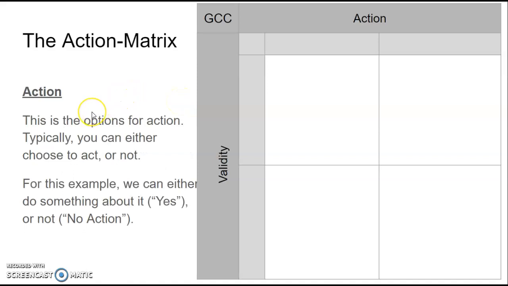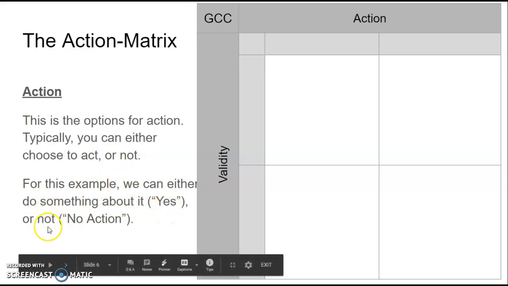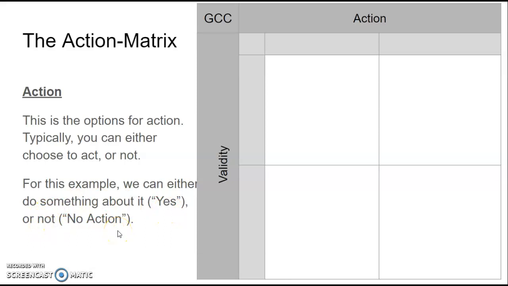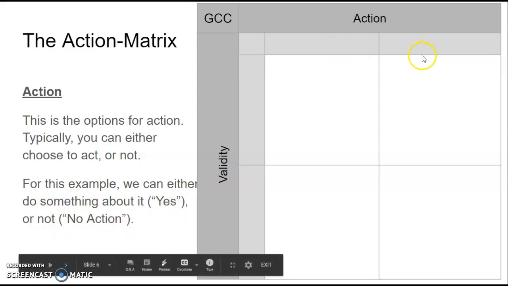The action. So what you have to do is put the topic into a question format. What can you do about it? What's the action that you could do? Typically, you can either choose to act or not to act. Those are going to be the stark differences between those two. For this example, we can either do something about climate change. We can say, yes, we're going to do something, or we can say, we're not going to do anything. We're going to have no action. So that's what I'm going to put in my columns over here. So yes and no action.